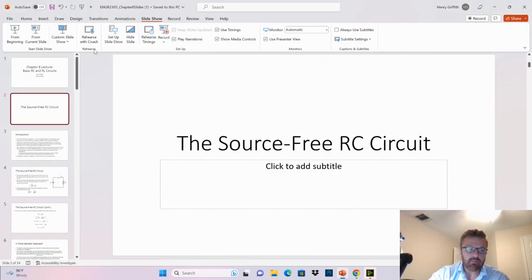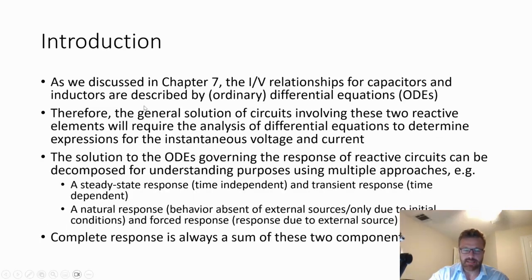So in this video, we're going to look at what is known as the source-free RC circuit. But before we go into the details, we want to take a step back and reflect on what we covered in Chapter 7. Chapter 7 covered the basics of inductors and capacitors. And we called both of those components reactive components because they actually stored energy rather than consuming energy.